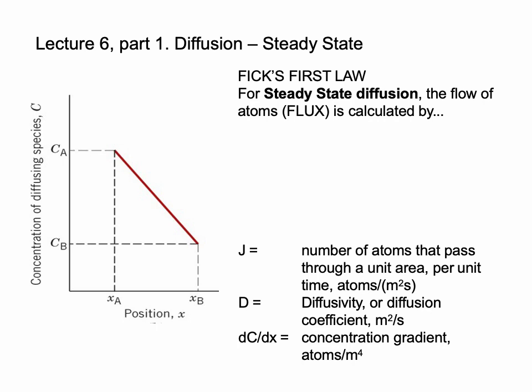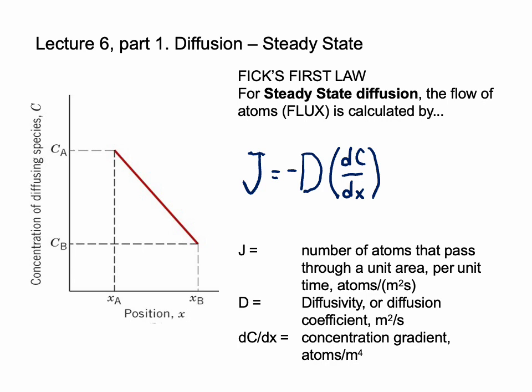And the steady state equation says that J, which is the diffusion flux, or the flow of atoms across an area per unit time, J is equal to negative diffusivity, D, times the concentration gradient, dC, dx. So it's pretty simple. The example problems that you might see, the problems on a quiz, are pretty simple.